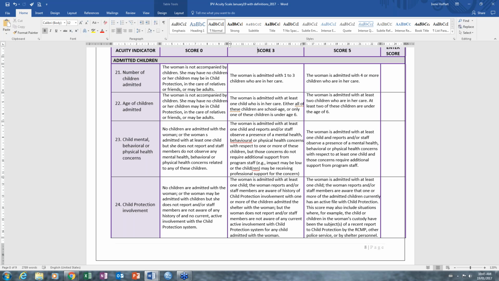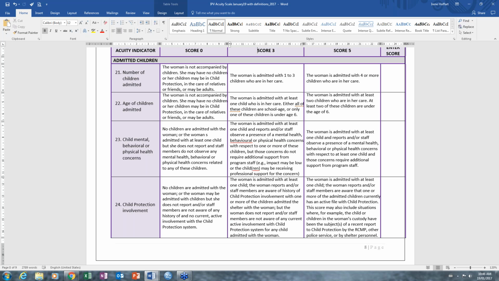Then we're looking at age of children, and that has to do with the younger the child, the more complexity. We know this from literature, and the potential impact on the kids and brain development. So again, a score of 0 is the woman is not accompanied by any children. Score of 3, now she has at least 1 child, and only one of these children is under age 6. She could have other school-age children, but only one of these children is under the age of 6.